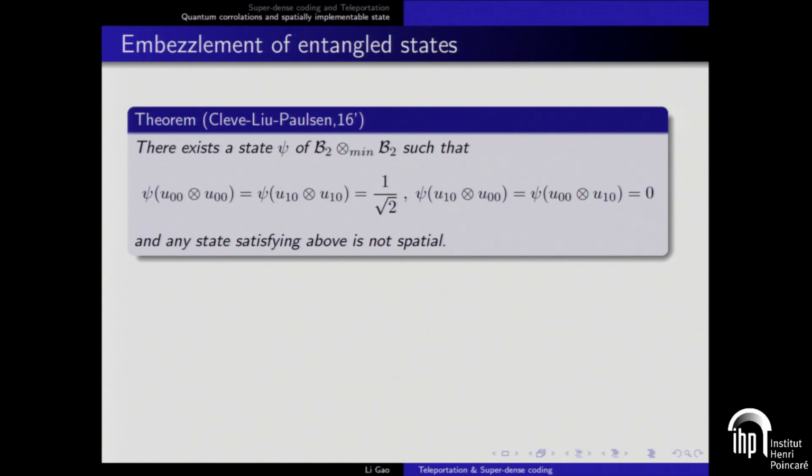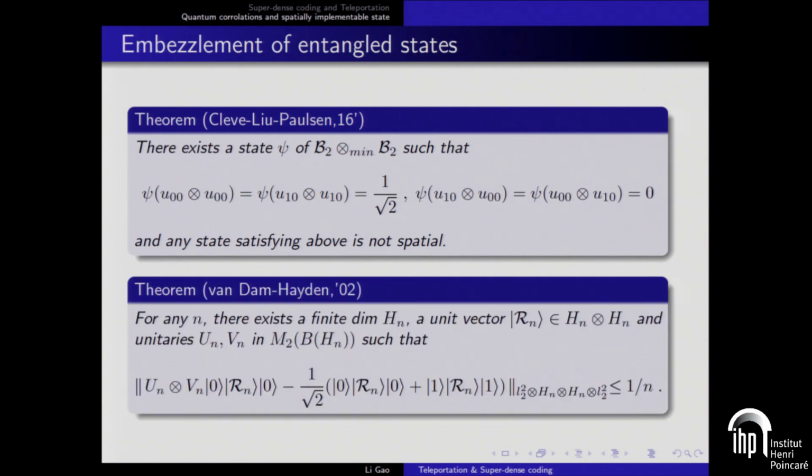a non-spatial state on the minimal tensor product of the Brown algebra with itself. It is characterized by these values. And basically, any state satisfying these values cannot be spatial in the minimal tensor product of the Brown algebra with itself. And their result is based on a more interesting, maybe more basic phenomenon that was observed by Van Dam and Hayden in 2002.